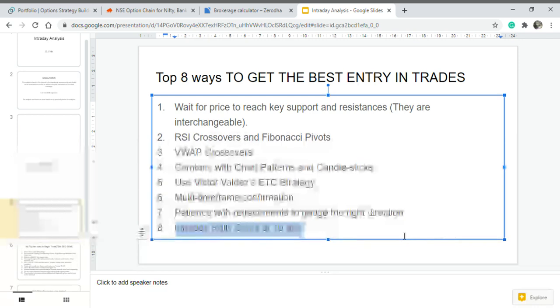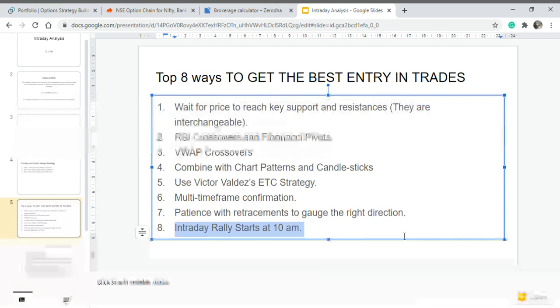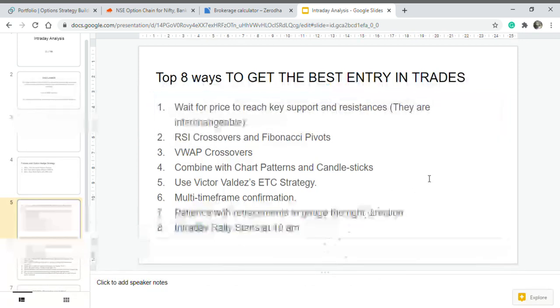So these are the basic 8 ways of getting the best entry. Key supports, resistances with retracement, RSI crossovers, pivots, VWAP crossovers, chart patterns, candlesticks, and the EMA strategy with the multi-time frame confirmation. So pay attention to these, and you should be good to get good entries into the market.